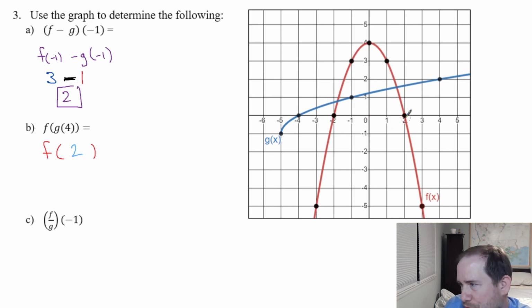So now go to where 2 is. Read off the red function. It's 0. F of 2 is 0. That's it.